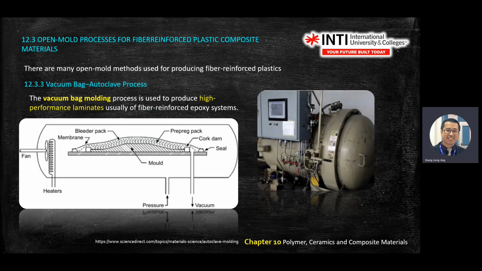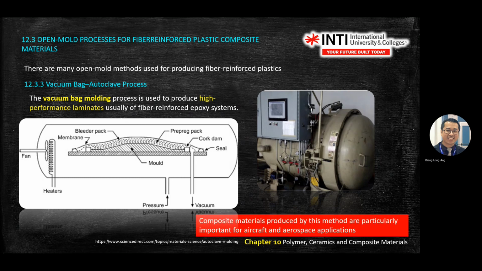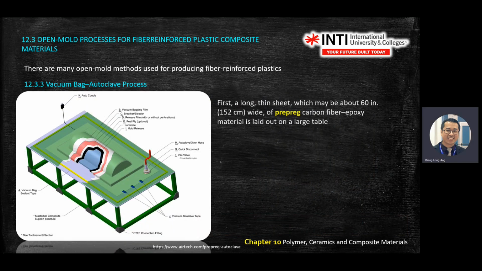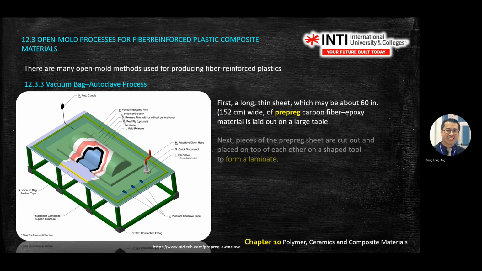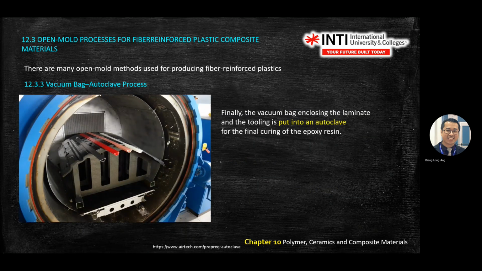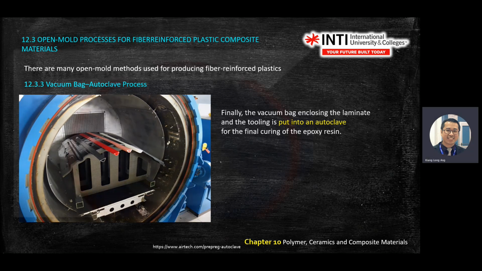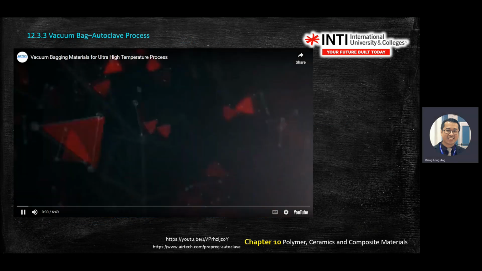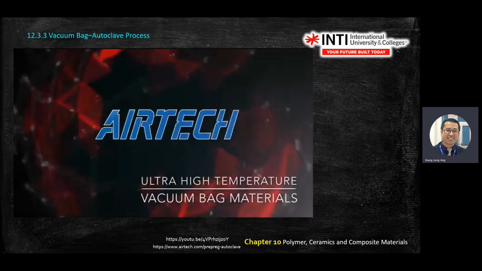Okay, another one is the autoclave process, which is more industrial, mostly automotive parts like body parts and all this, right? So you use a vacuum bag to vacuum it. Okay, this also uses vacuum. You just squeeze everything in and then you let it cure. Okay, this is a picture inside the autoclave process. This is what? Vacuum bagging material. Okay.